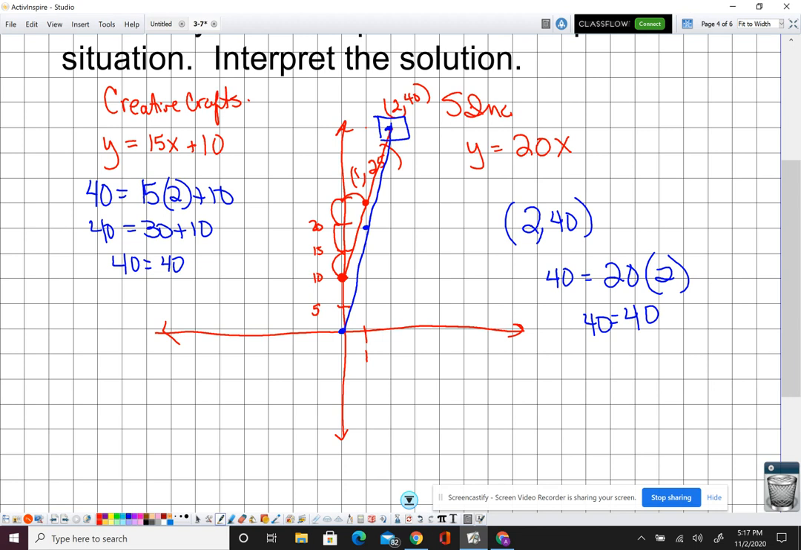So your intersection between the two lines, or the solution, means that for 2 hours of class, they're going to be charged $40 for either Creative Crafts or Scrapbook Incorporated.